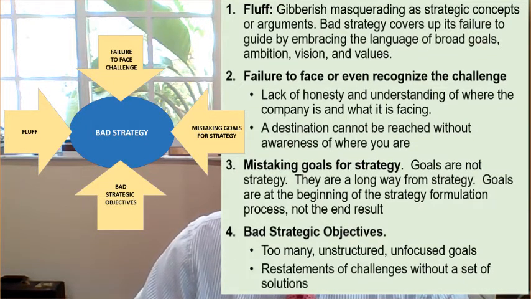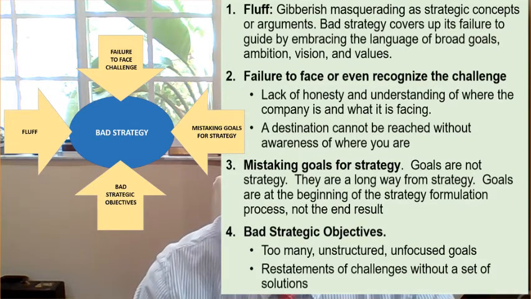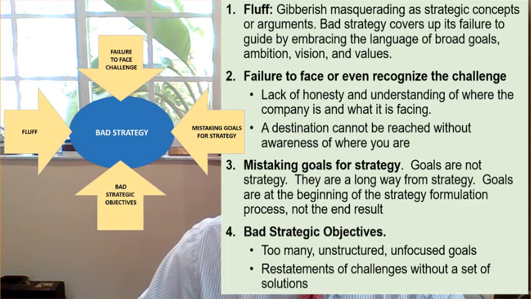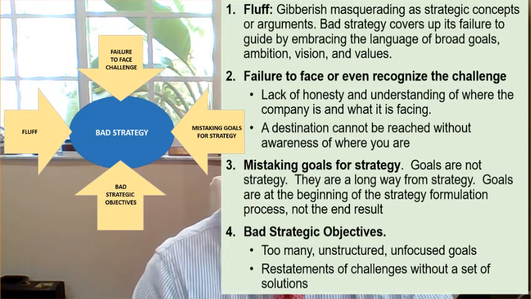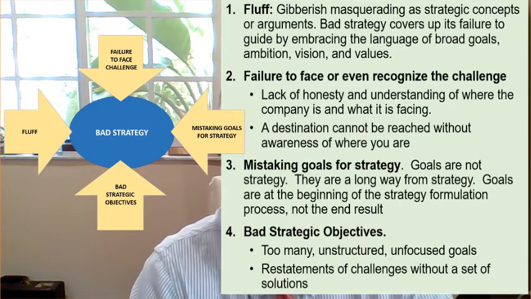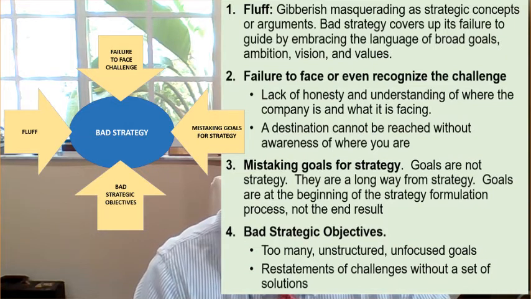And here's a picture of the graphic that he uses, which basically says bad strategy has different factors that fall into it, and he lists them there, and we've covered a few of them already. One is fluff. Again, it's gibberish masquerading as strategic concepts or arguments.